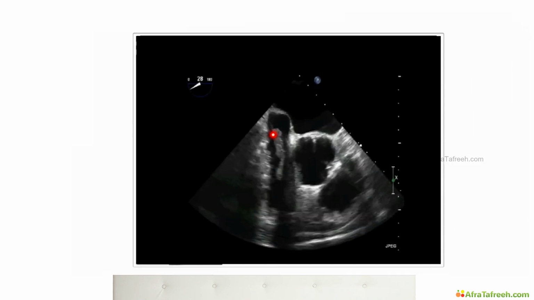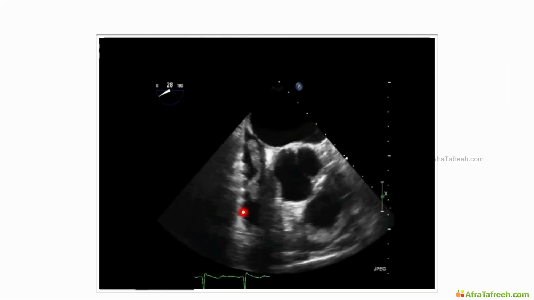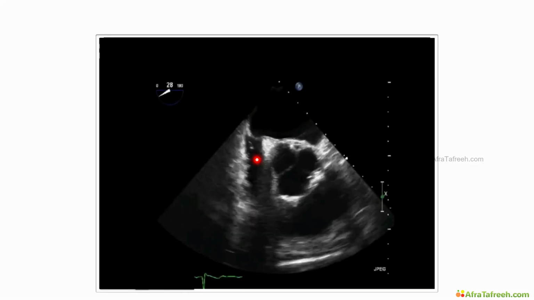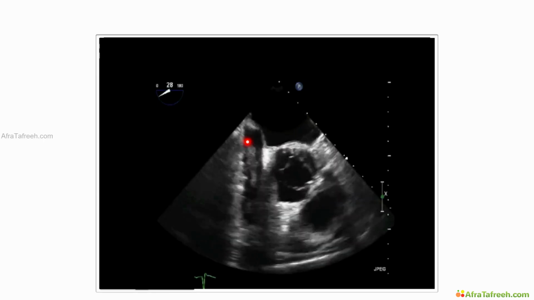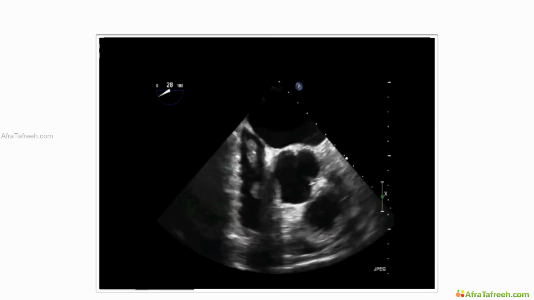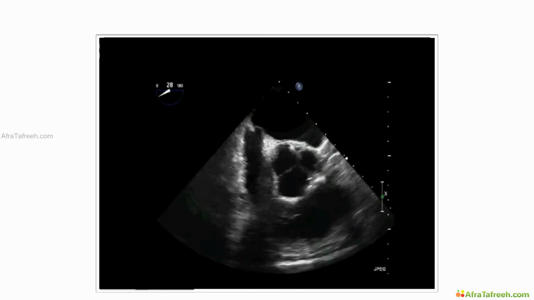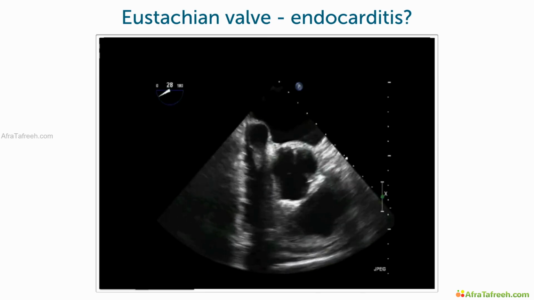Here is the structure that I talked about. You see it's a very long, mobile structure attached right on the Eustachian valve. The patient had an infection, so we were pretty convinced that this was his problem.